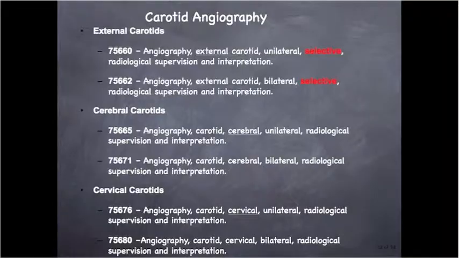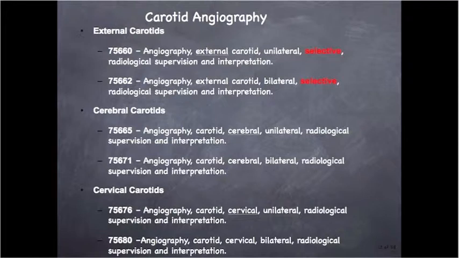Next, we'll look at the carotid arteries. From a coding perspective, there are 3 separate sets of carotid arteries. The first is referred to as external, the second cerebral, and the third is cervical. Now, the cervical carotid arteries are the ones that are in the neck area. The cerebral arteries are those that flow up into the brain, and the external carotids are carotid arteries that branch around the outside of the brain. External carotid studies are extremely rare, and these are ones that you may never bill for accurately.